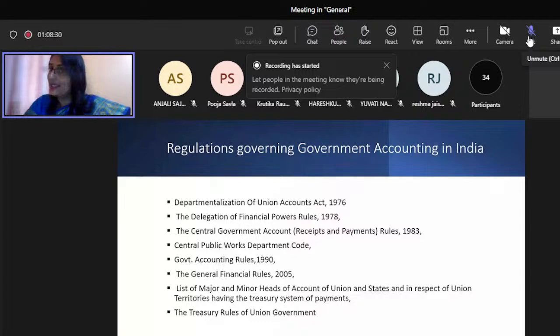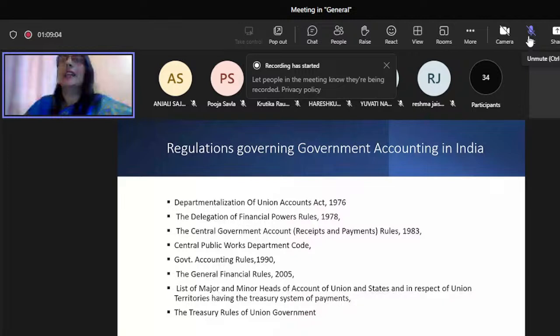Then we have the consolidated fund capital account. They follow the same procedure, first recording the receipts. If there is an addition to an asset or a renewal of an asset, then they record it under capital account. All public debts and recoveries are recorded under capital disbursements. This document is also readily available.